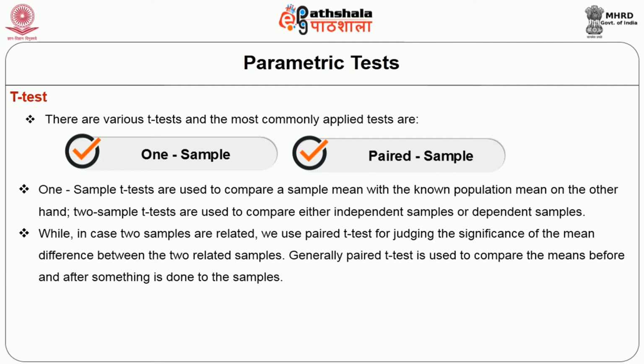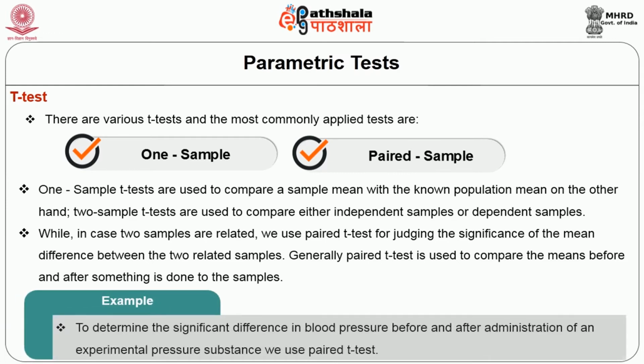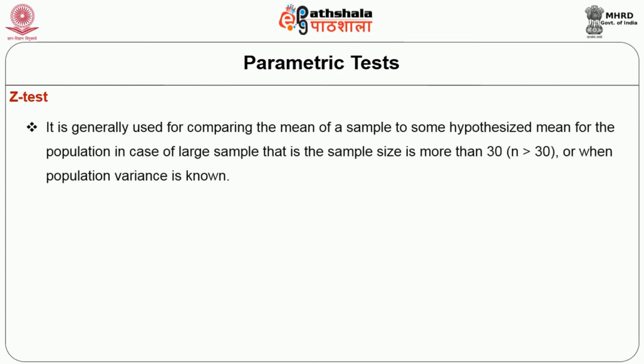Generally, paired t-test is used to compare the means before and after something is done to the samples. Say, for example, to determine the significant difference in blood pressure before and after administration of an experimental pressure substance, we use paired t-test. The next important parametric test is z-test.